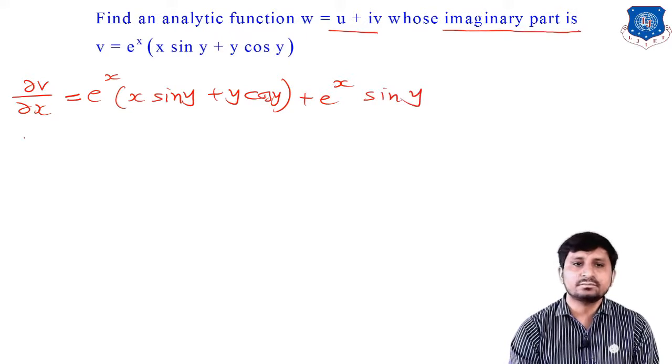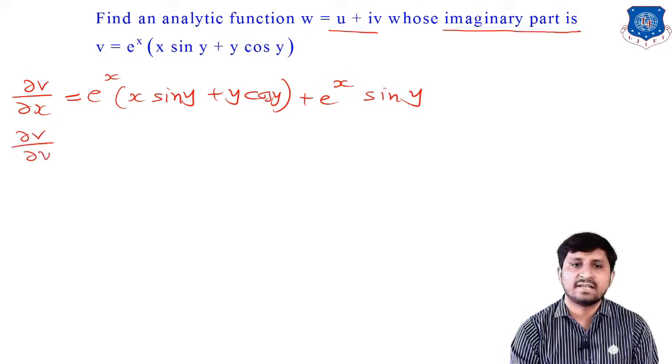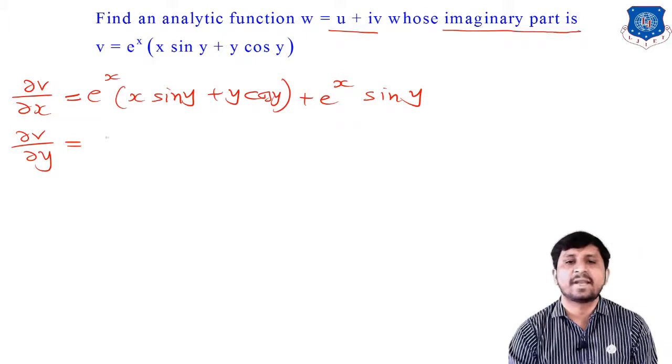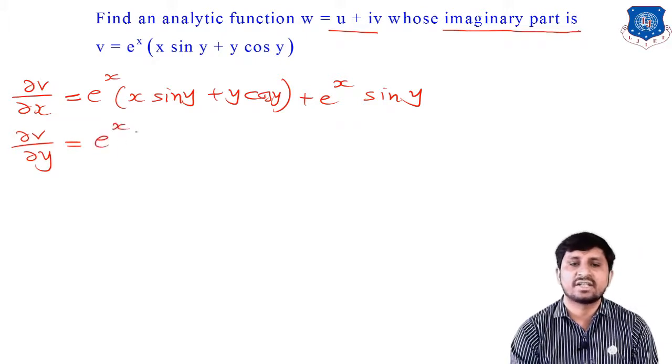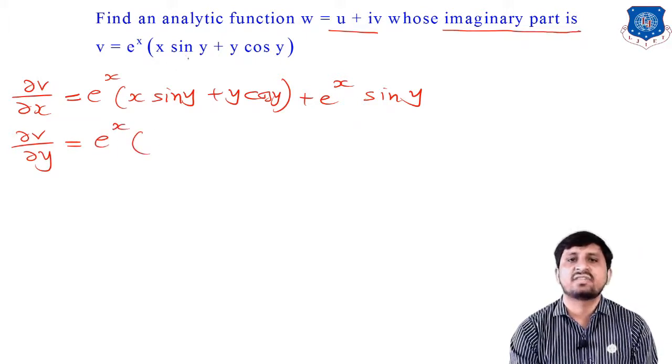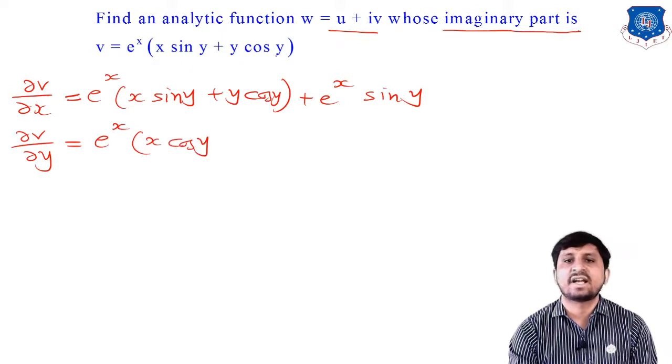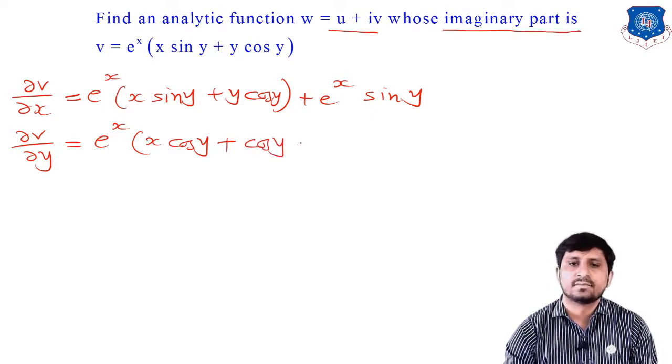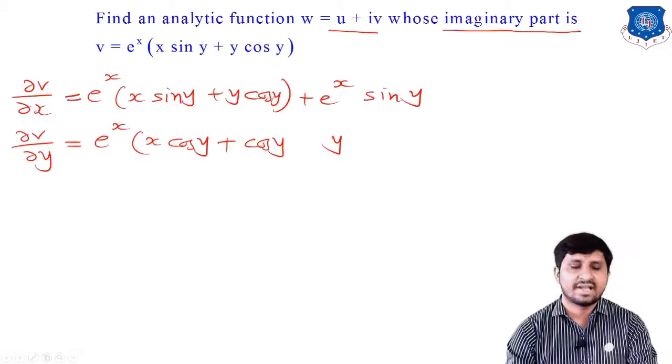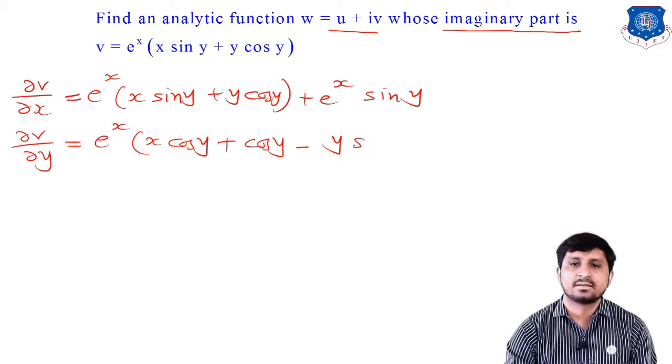Now find del v by del y. Differentiation of v with respect to y: e raised to x is constant, so it stays as it is. Differentiation of x sin y with respect to y is x cos y. Differentiation of y into cos y, use the multiplication rule: differentiation of y is 1, so cos y, plus y as it is, times differentiation of cos y, that is minus sin y.